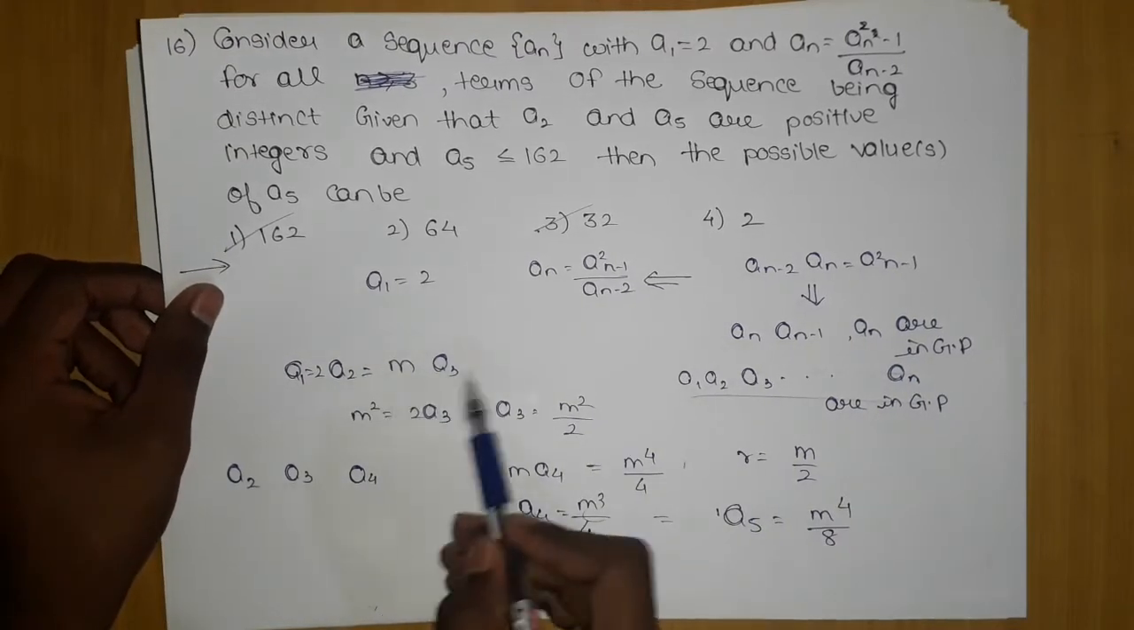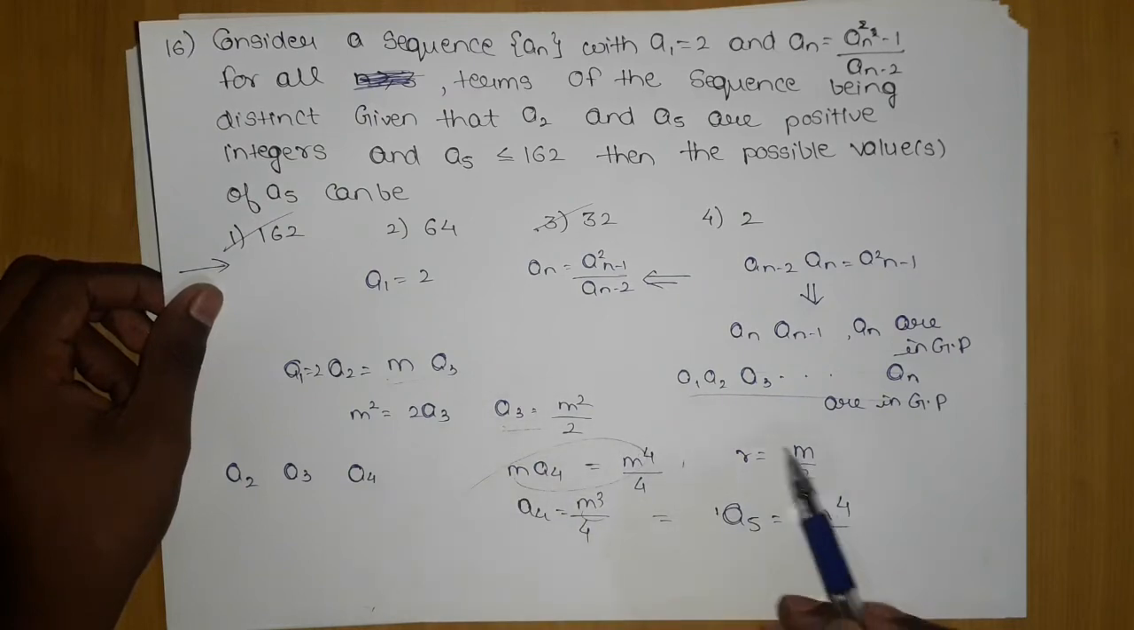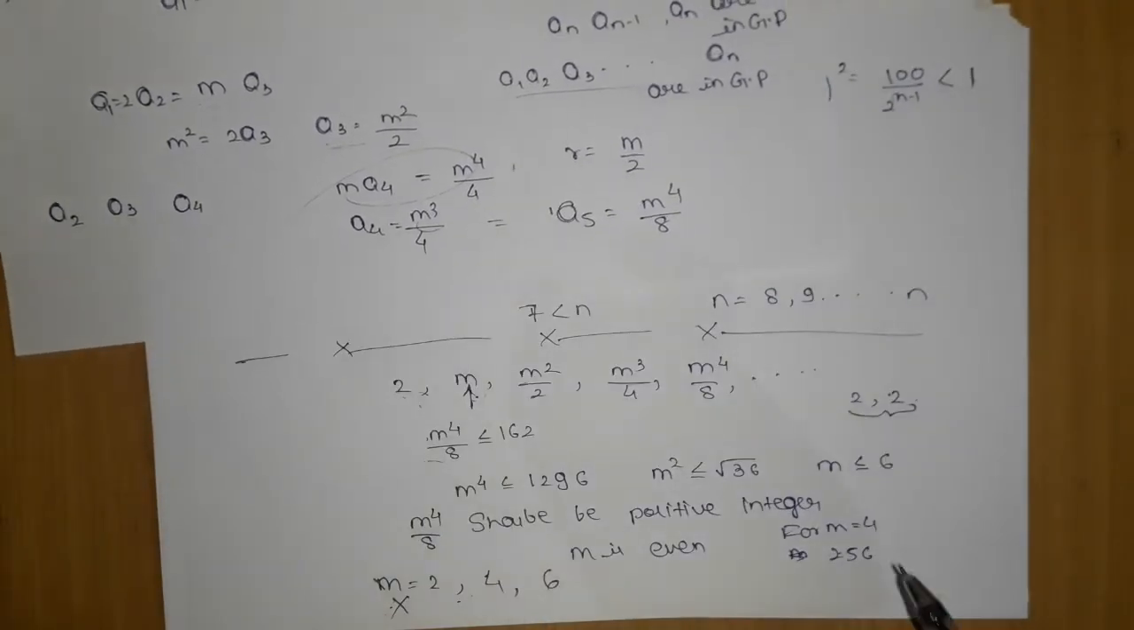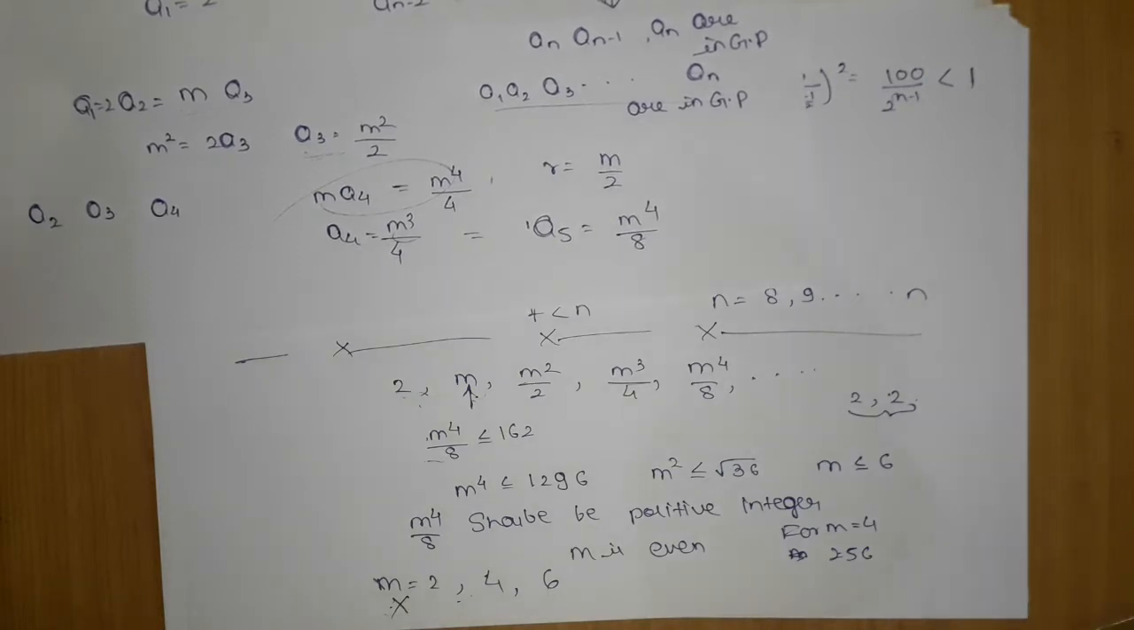When we consider them, the missing term we take as m and find the last term, then we identify the r. We got the r, then we consider the fifth term and apply this condition. After applying this condition, we simplified them and then identified the condition for the possible values of m: m should be even for it to be a positive integer.